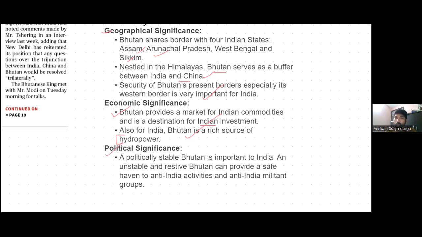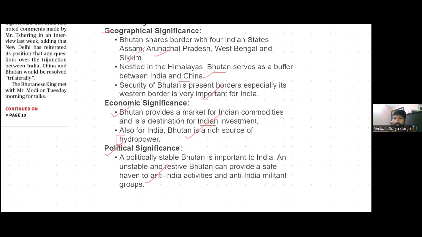A politically stable Bhutan is important for India. An unstable and restive Bhutan can provide safe haven to anti-India activities and anti-India militant groups. You know, in northeastern India, there have been several anti-India militant groups. They have been getting safe havens from Myanmar and Bangladesh. Therefore, a stable Bhutan is in the best interest of India, especially from the point of view of security. So we have discussed the significance of Bhutan. We have also discussed Bhutan-China relations and the location of Bhutan.